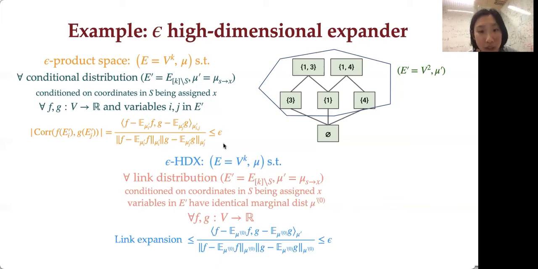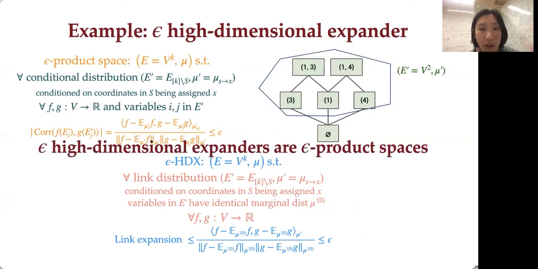So I will not go through this too carefully, but if one takes some time and stares at the definitions, one will see that these two requirements here, this conditional independence and this link expansion, are essentially equivalent for the case of epsilon high dimensional expander. So I would just jump to the conclusion, which is that epsilon high dimensional expanders are actually epsilon product spaces.